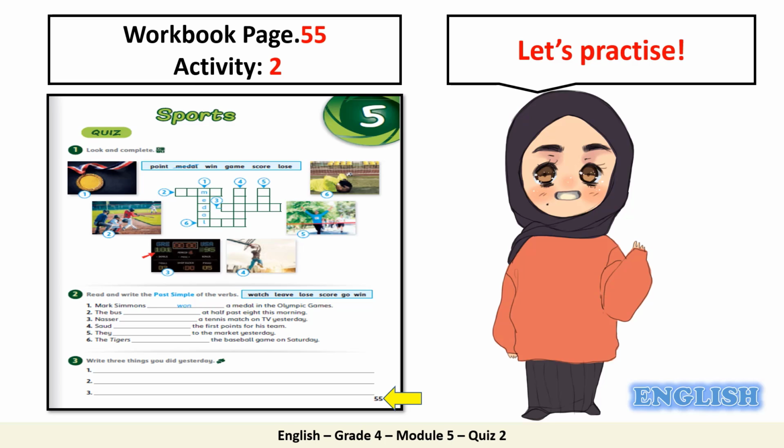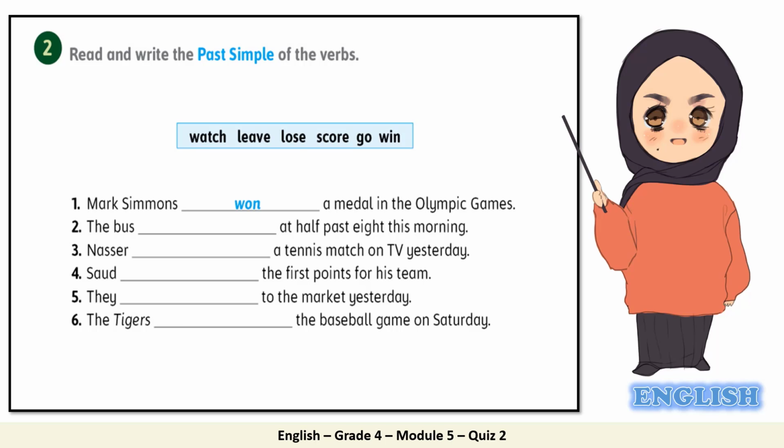Let's practice one more time. Open up your workbook, page number 55, activity number 2. Read and write the past simple of the verbs. What you're going to do here is to read the sentences and fill in the gaps with the verbs in the blue box. But don't forget to change these verbs into the past simple form. The first one is done for you as a model. Let's read it together. Mark Salmon won a medal in the Olympic Games. Now I want you all to pause the video and do this activity by yourself.